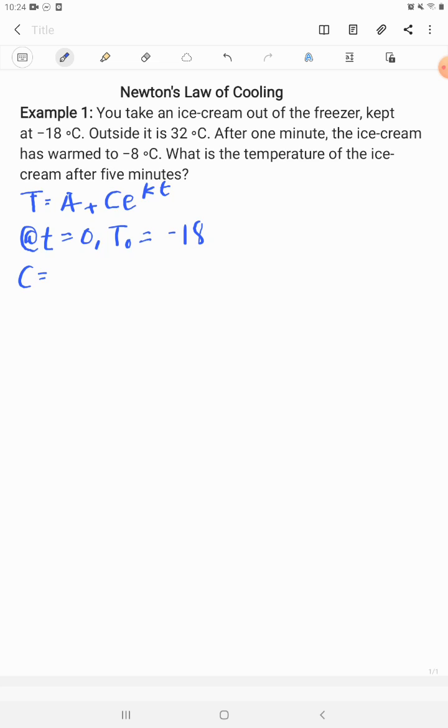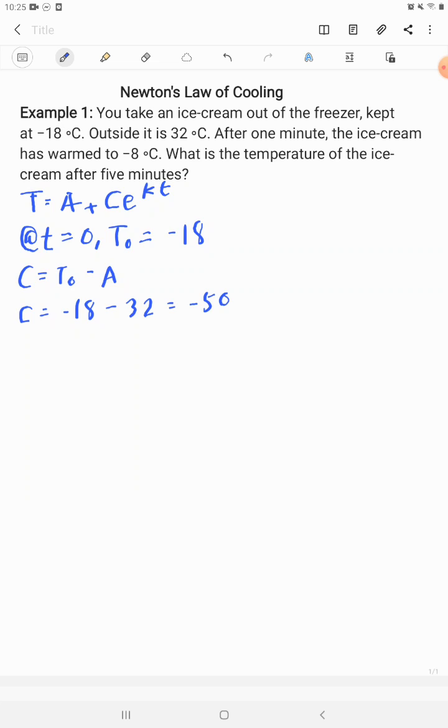Recall that C is simply equal to the temperature of the body minus the temperature of the surrounding. And it is stated here that the temperature outside is 32 degrees Celsius. So that is now the temperature of our atmosphere, of our surroundings. So C is equal to negative 18 minus the temperature of the surrounding, which is 32 degrees Celsius. So we have negative 18 minus 32, which is negative 50. So that is our C.